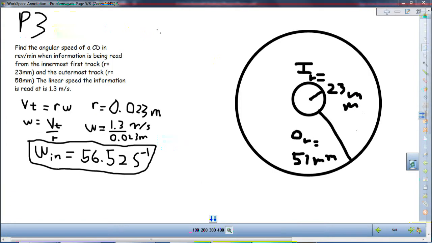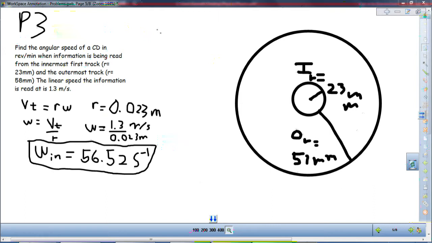Now, the third problem is finding the angular speed of a CD in revolutions per minute when information is being read from the inner track, which in this handy little picture, this right here is the inner track, and this right here is the outer track. And the drive starts reading information from here, and it goes around in a big spiral until it goes to the outside. So of course, the angular velocity is different at all these points because the radius is different.